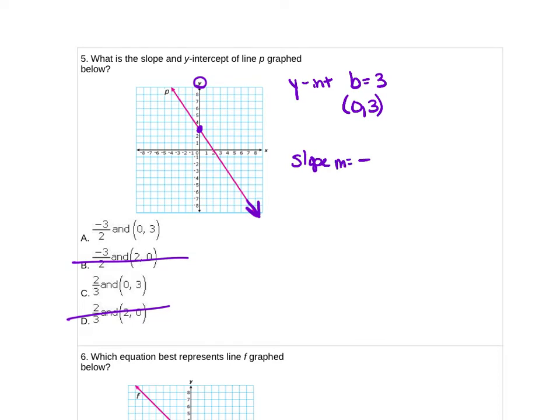And we could just pick 2 points the line goes through. I'm going to pick those 2 points and say it goes down 3, right 2. So negative 3, whoops, we already said negative, over positive 2. And so we get answer choice A.